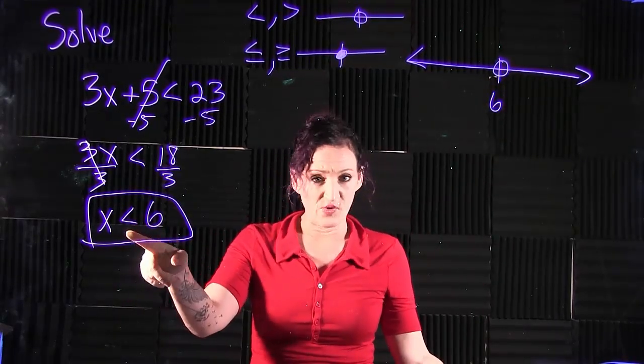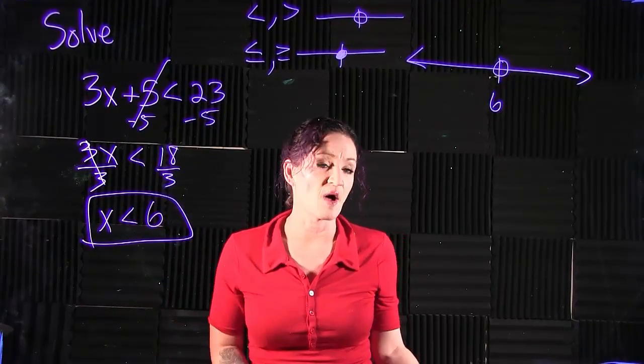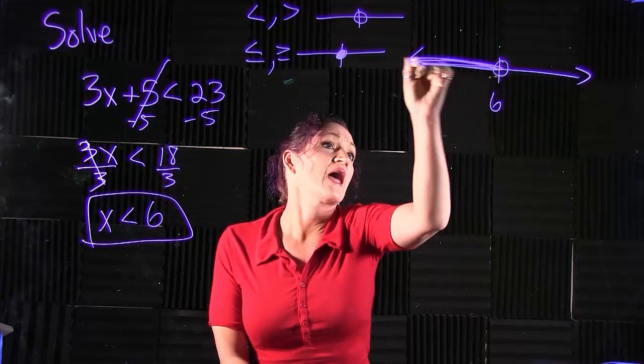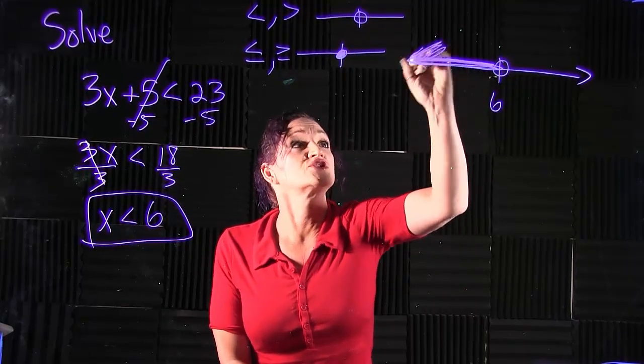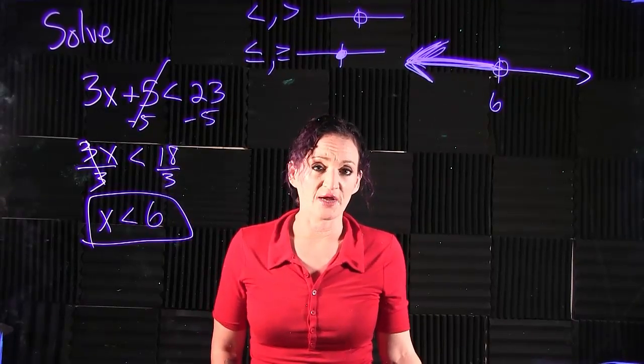Also, our arrow is pointing to the left. Right, we want less than 6, smaller than 6. So that is to the left of 6. So we are going to shade to the left of 6. This is what our line graph looks like.